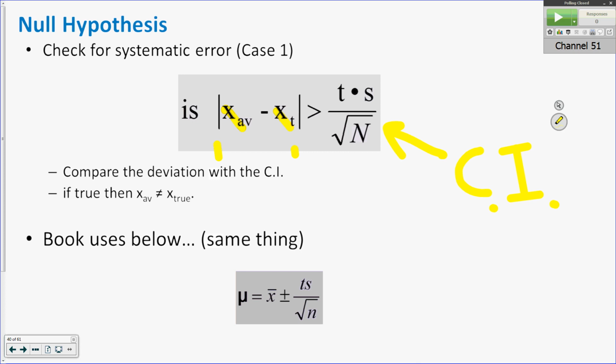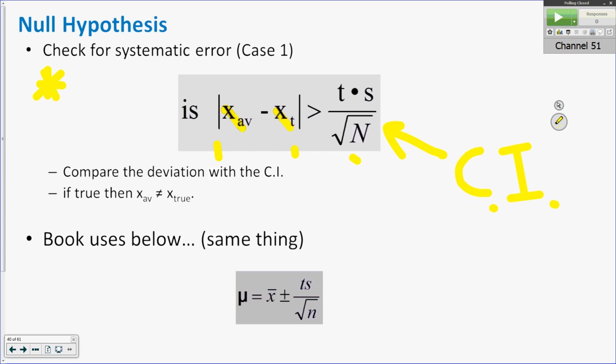So if it is greater than that, then there's a bias in there. If it's not greater than that value, the confidence interval, that means it's just the normal scatter of the data set and it's acceptable. Okay, so that's one way we do it. This is probably the most common thing that we do.